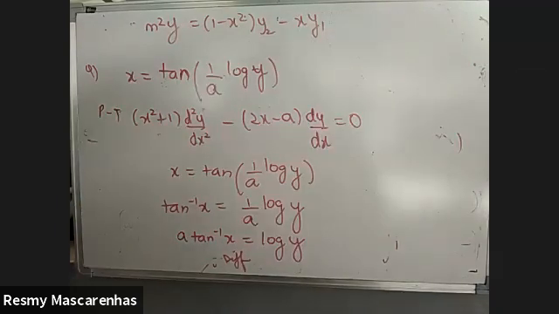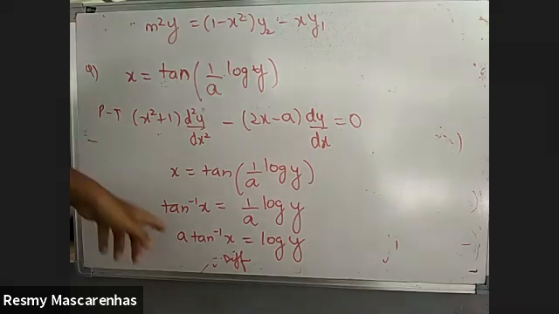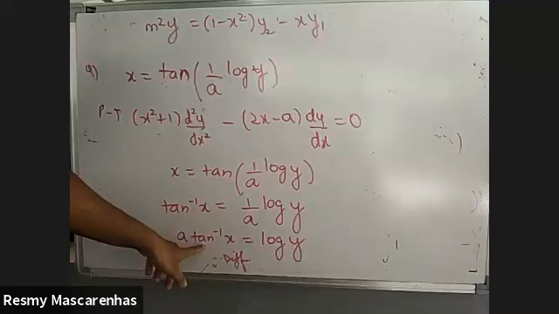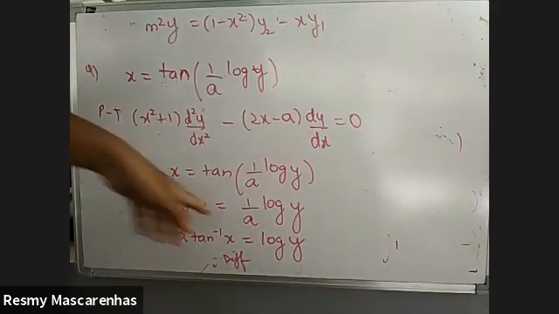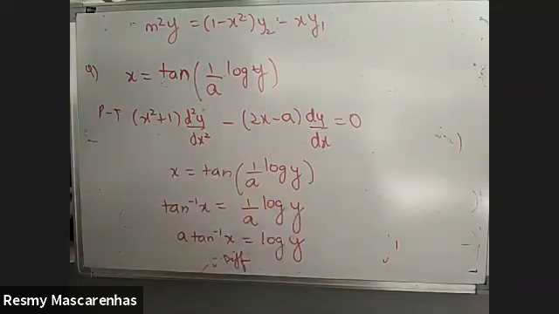Same like the previous problem. Only thing, here you don't have to square because there will be no root sign. Directly, what will be the answer? Derivative of tan inverse of x will be 1 upon 1 plus x square. Log y will be the same thing, 1 upon y into y1. Just give a try and then tell me if anybody has got the answer.